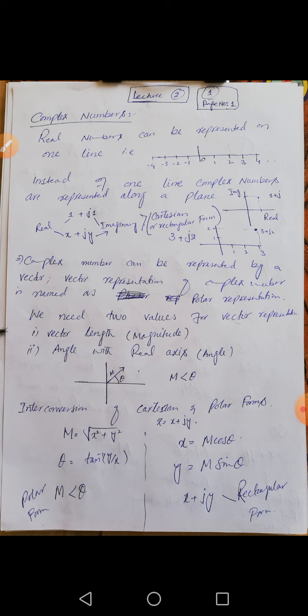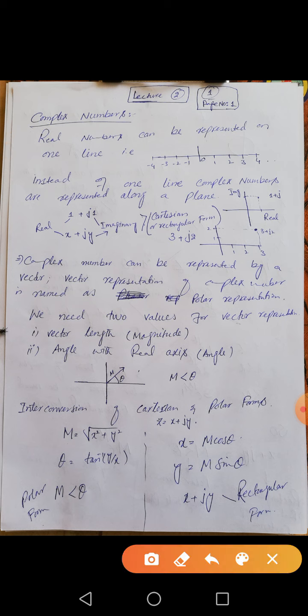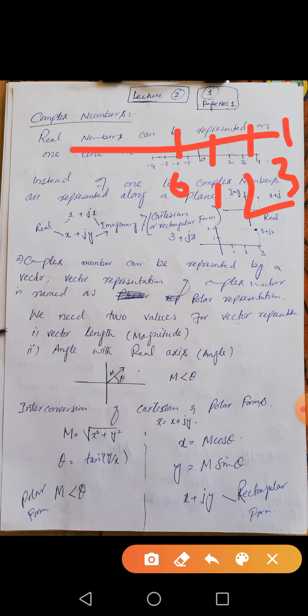To deal with complex signals, first of all we need to revise the complex number. As we know, a real number can be represented on one line. On one line we have, for example, 1, 2, 3, 4, which are real numbers. If this is 0, to the right of 0 we have positive numbers 1, 2, 3 and so on, and to the left of 0 we have negative numbers -1, -2, -3 and so on.